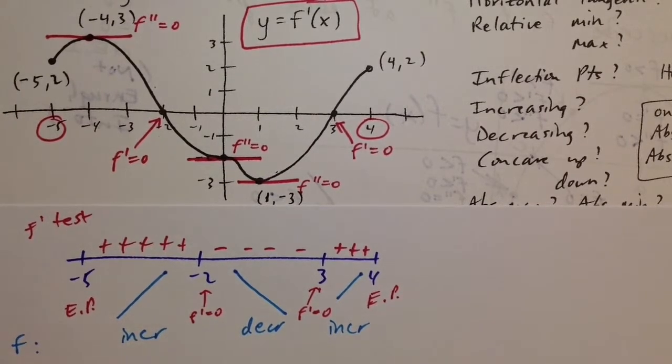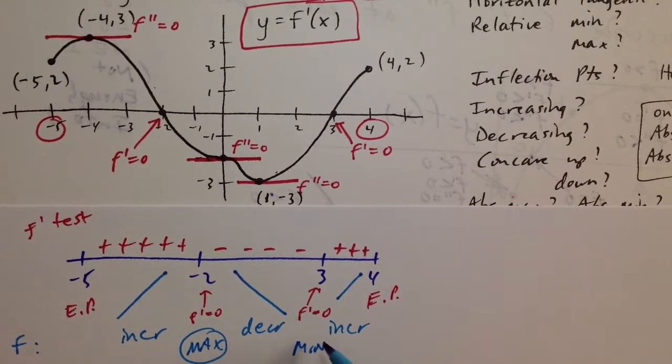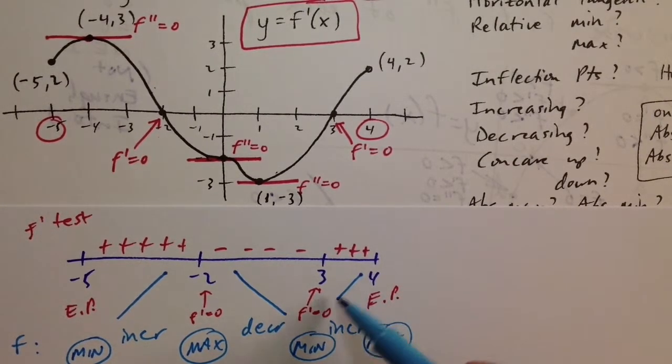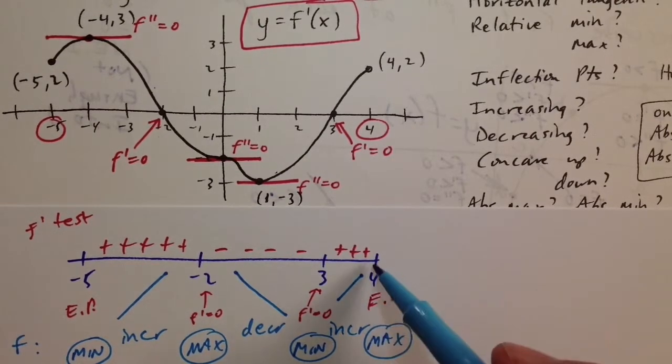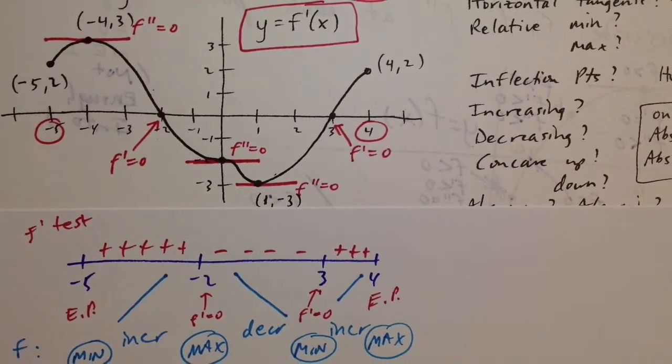That means we have a local max here and a local min here. But what do we have at negative 5? We have a min. And at 4 we have a max, because it's an endpoint. The graph of f goes up from left to right, all the way up to 1 when x is equal to 4.